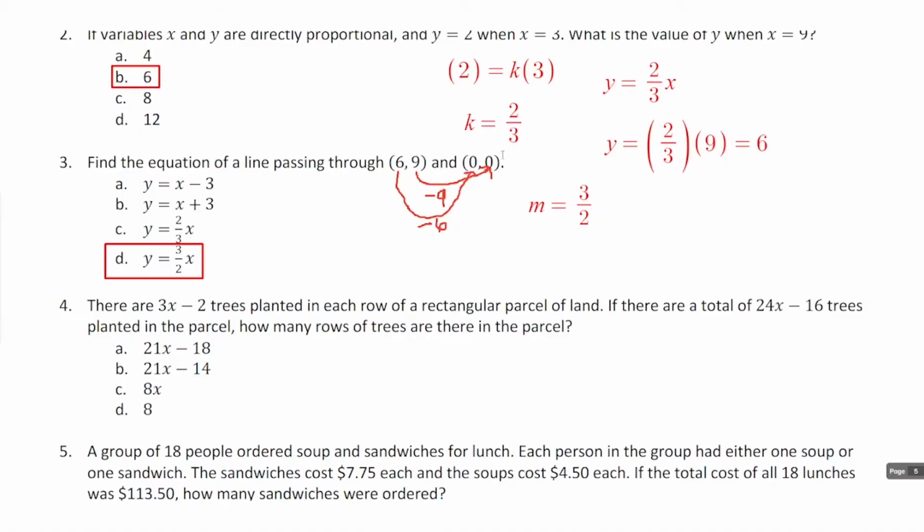However, we can see that (0, 0) is a point on the line. This is the y-intercept, so our y-intercept is just guaranteed to be 0 anyway. So that's number 3.